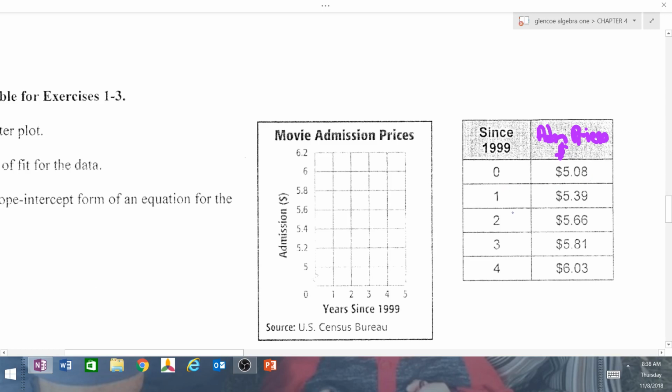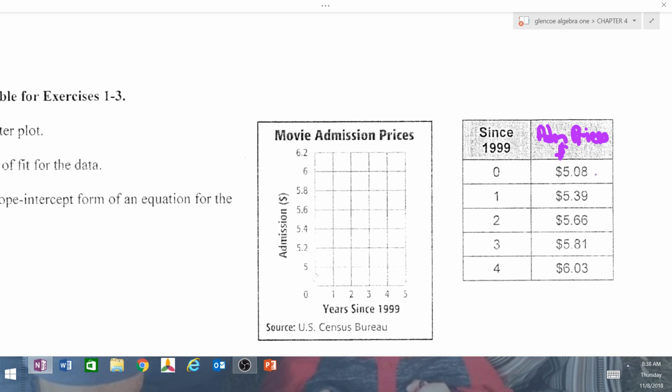$5.08, $5.39, $5.66, $5.81, $6.03. These are the years, okay? So the price back in 1999 was how much, guys, for a movie ticket? $5.08. And then we saw it starting to go up.